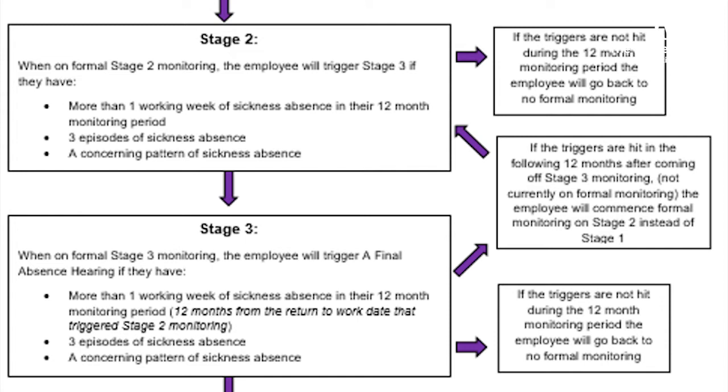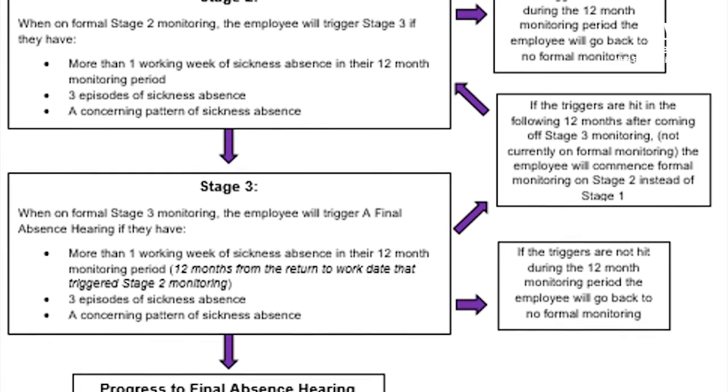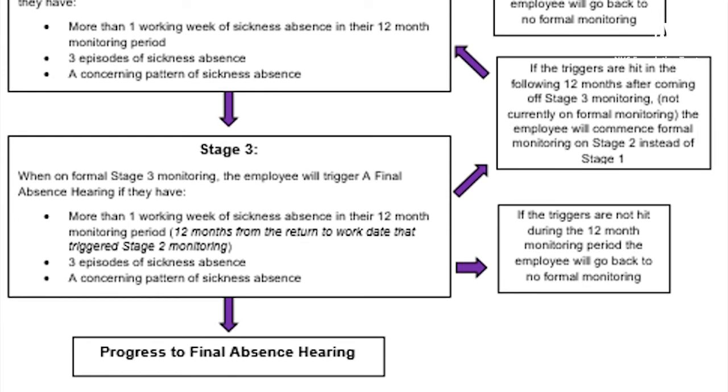Just be mindful, if somebody is on a stage 3, and during that 12-month monitoring period you set their trigger points, if they exceed a working week, if they exceed 2 episodes of absence, a 3rd episode, or a pattern, that will trigger them to a final absence hearing.